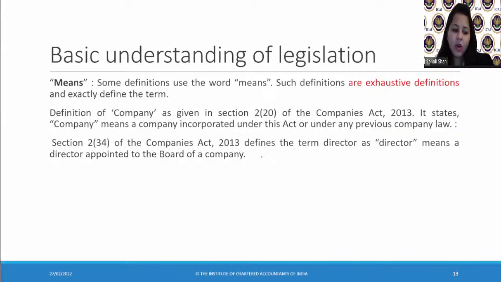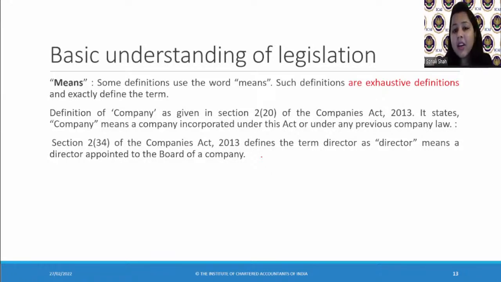Now, whenever we look at definitions, there are certain words that are repeatedly used. One such concept is the concept of means and include. When you read the definition, you will often see the usage of the word means and the word include. So either it is means or it is include, or it can be means and include both. Whenever a definition contains the word means, it is an exhaustive definition and it specifically defines the term. Correct? It specifically tells you what is meant by it.